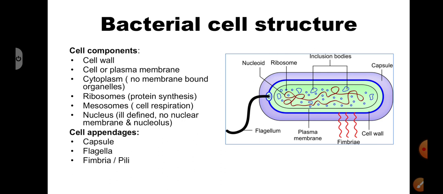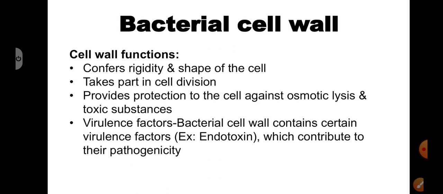Looking at the bacterial cell structure, the main cell components are the cell wall, the cytoplasmic membrane, plasma membrane or cell membrane, then the cytoplasm, the ribosomes, the mesosomes and the nucleus, and some cell appendages which are present are the capsule, the flagella and the fimbriae or the pili. Let us first learn about the bacterial cell wall. Its functions are that it confers rigidity to the bacterial cell, and it gives shape to the bacterial cell.